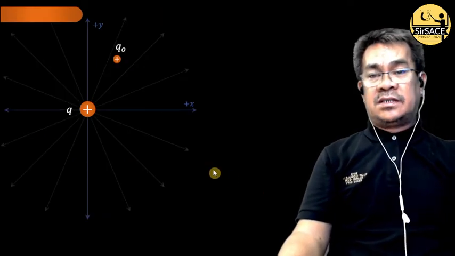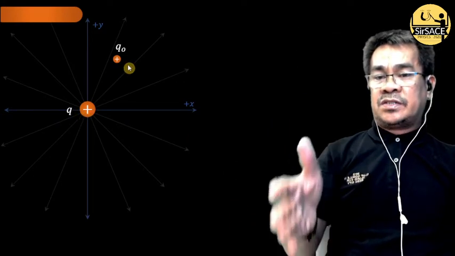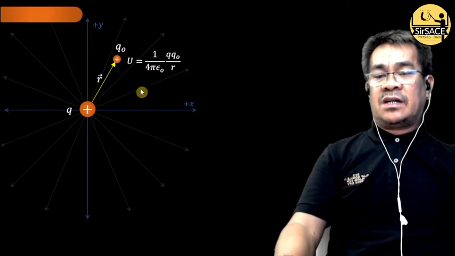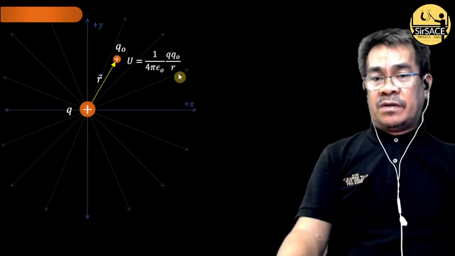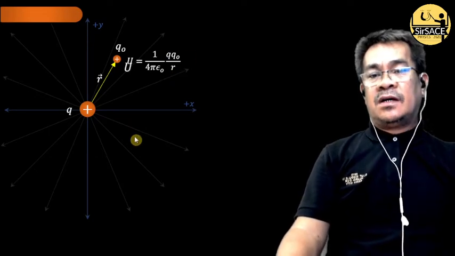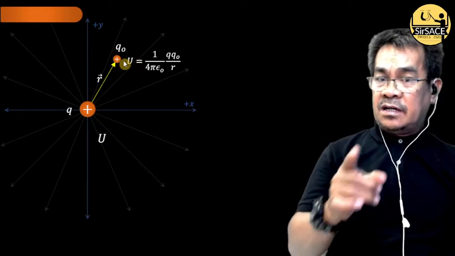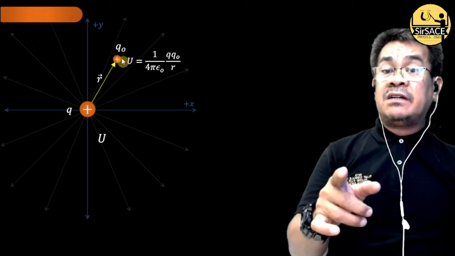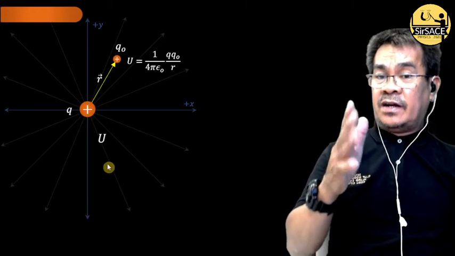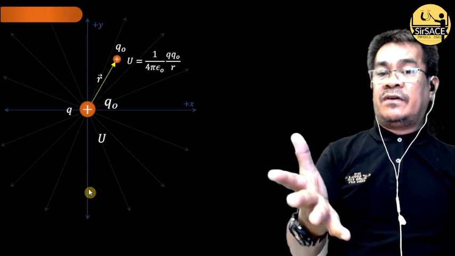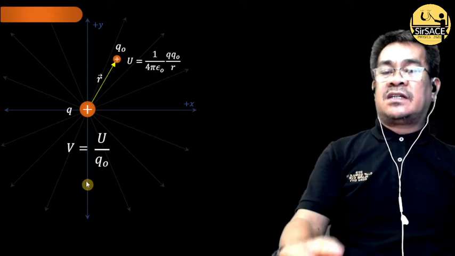Okay, so that's it. Again, if we have the source charge and the moving charge and the radius, we can always calculate the energy. U is 1 over 4 pi permittivity Q naught over R. Now, if I divide the energy at that point by the moving charge Q naught, meaning U over the test charge, then the answer is the electric potential.